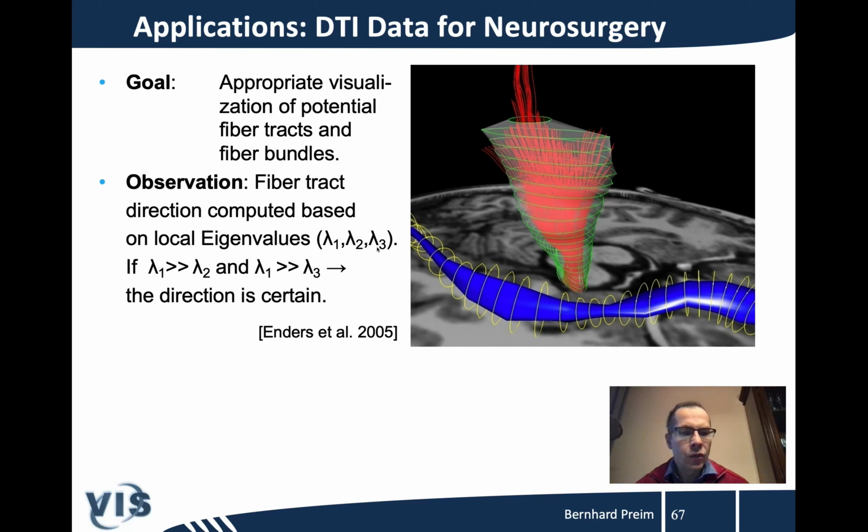Anisotropic diffusion would mean that lambda 1 is much larger than lambda 2, and with this, it's also much larger than lambda 3 because lambda 2 is larger than lambda 3. Isotropic diffusion would mean, of course, there is also one eigenvalue that is larger than the others, but the difference is very small. So lambda 1 is almost the same size as lambda 2 and lambda 3.